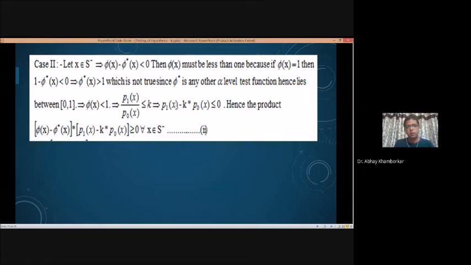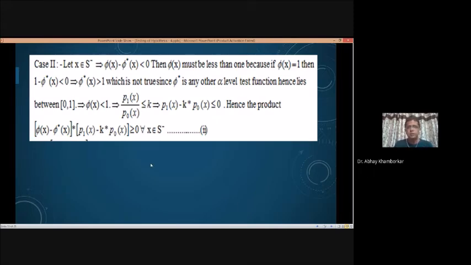Therefore, the product of these two terms, that is phi of x minus phi star of x into, in bracket, p1x minus k into p0x will always be again greater than equal to 0, because both are negative terms, so the product can again be greater than equal to 0. So this situation again occurs for all those values of x which belongs to s minus. For x belongs to s plus, this product is greater than equal to 0. Similarly, for x belongs to s minus, this product is again greater than equal to 0.